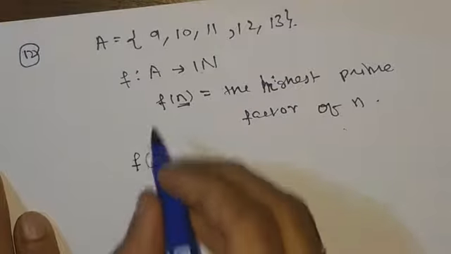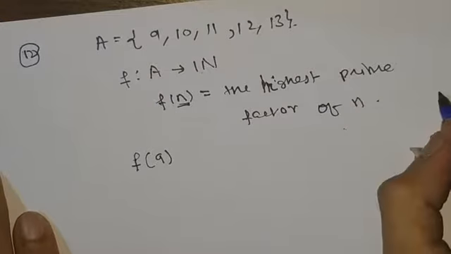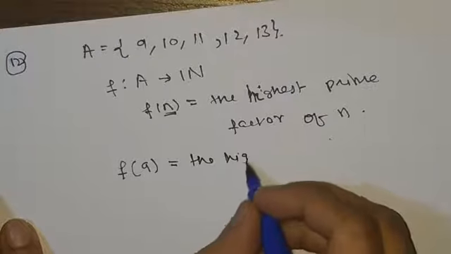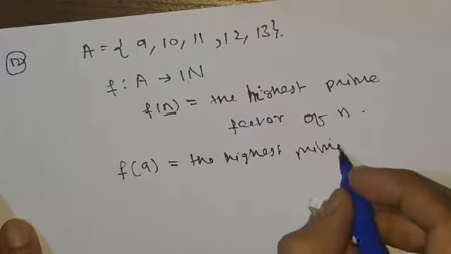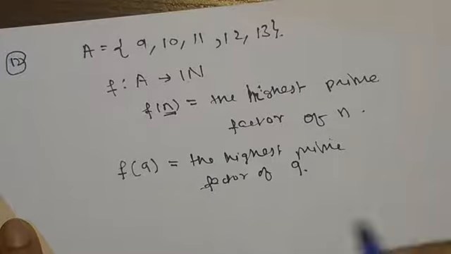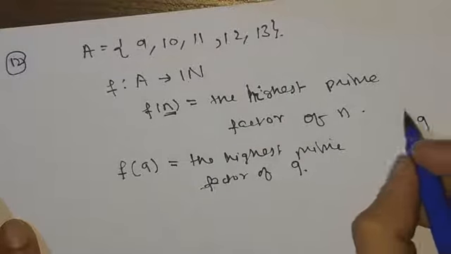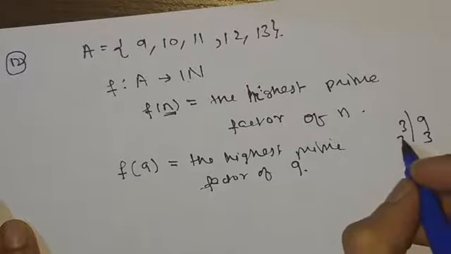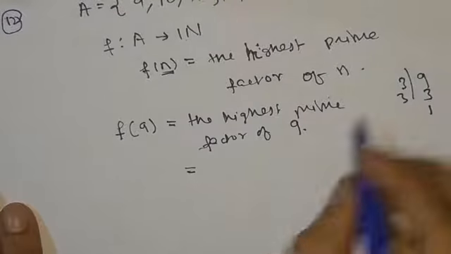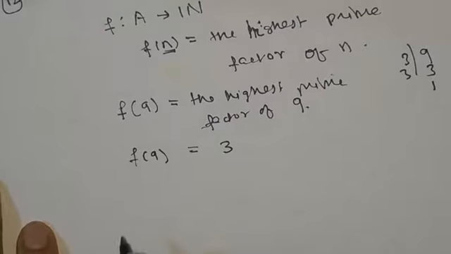So let us check f of 9. f of 9 will be equal to the highest prime factor of 9. First we have to know the prime factors of 9. Just factorize: 3 3s are 9, 3 1s are 3. These are the only prime factors of 9. So what is the highest of 3 and 3? 3, right? So f of 9 will be 3.